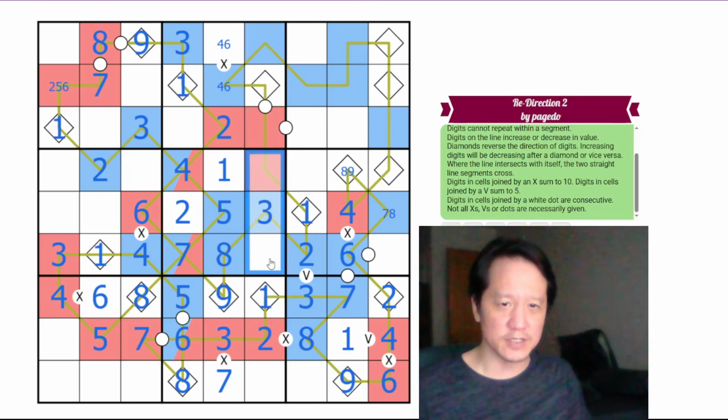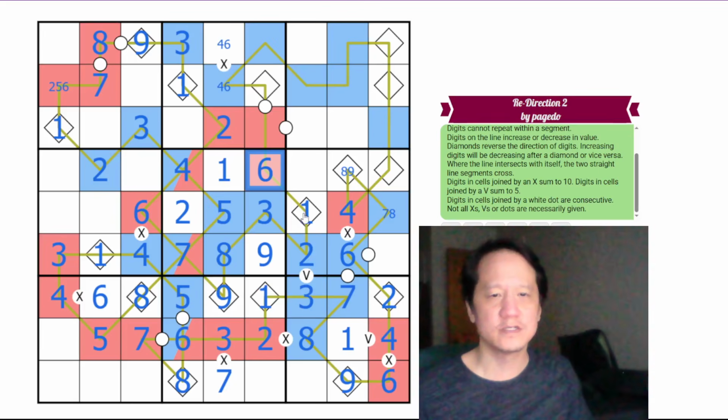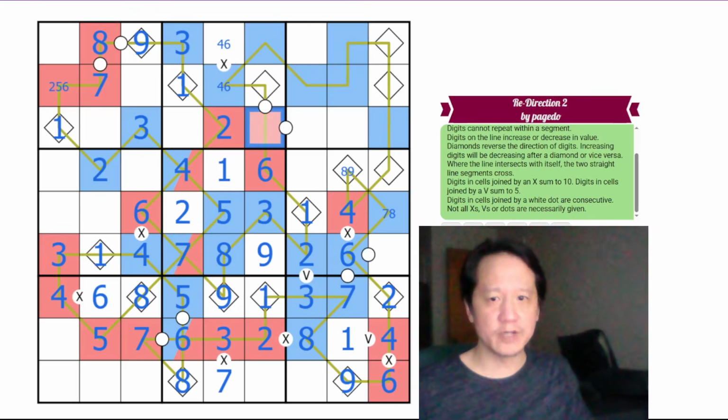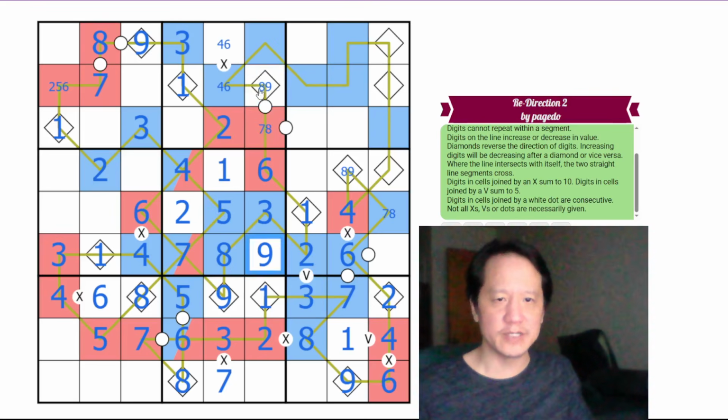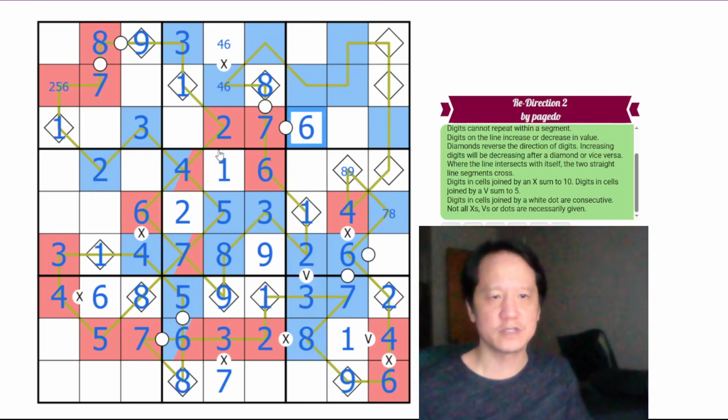Remaining digits in the central box are 6 and 9. Again, 9 cannot be on the line. So this is 9 and this is 6. This must be greater than 6, so it's 7 or 8, which makes this 8 or 9. We are guaranteed it. 9 eliminates 9 here, so this is 8, which makes this 7. That makes this 6 or 8. It cannot be 8 because of 8 in the column, so this is 6.